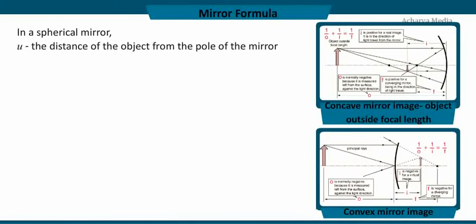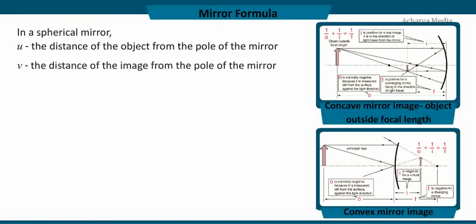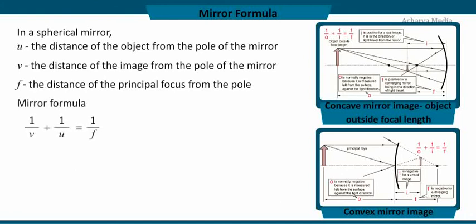In a spherical mirror, the distance of the object from its pole is called the object distance u. The distance of the image from the pole of the mirror is called the image distance v. You already know that the distance of the principal focus from the pole is called the focal length f. There is a relationship between these three quantities given by the mirror formula, which is expressed as 1/v + 1/u = 1/f.